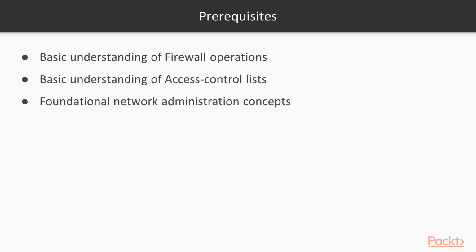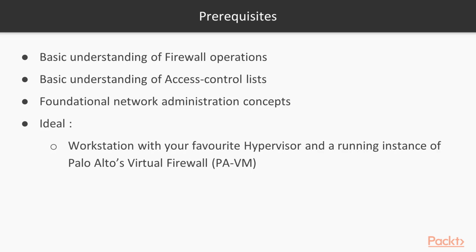Obviously, foundational network administration concepts. You need to know basic routing, and you must know how broadcast domains work, what is an IPsec tunnel, etc. Ideally, but not required, it will be better to have a workstation with your favorite hypervisor, such as Hyper-V or a VMware workstation or VirtualBox, and run a virtual Palo Alto instance so you can also practice at the same time we're going over the course.